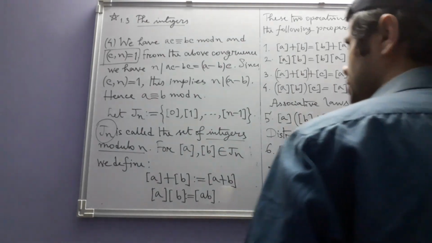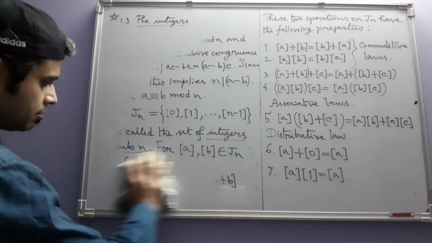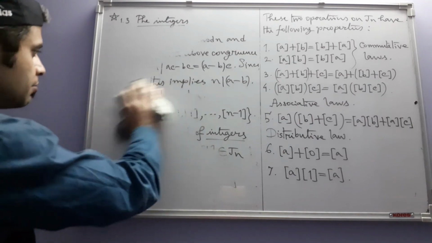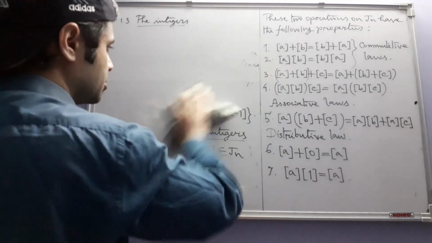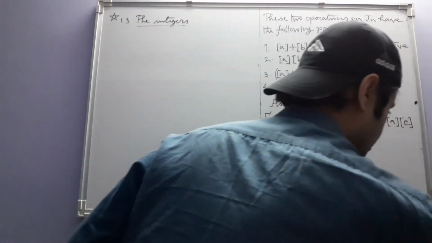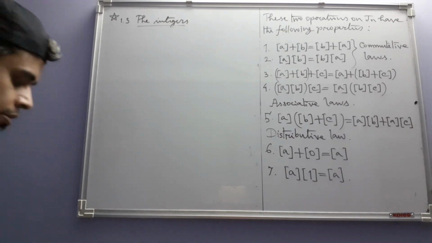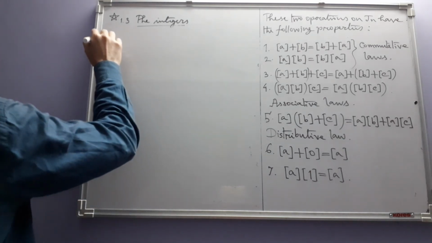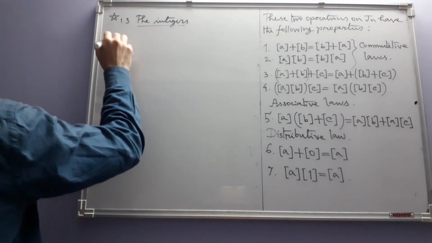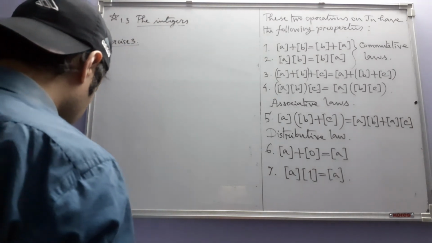Now let us move on to the exercise problems, which are by far the most important part in Herstein's book. The first two exercise problems, I think we have already solved them while discussing these things. So let us now start with the third one again. So this is exercise 3.